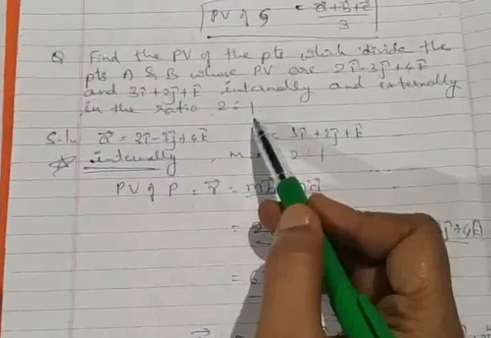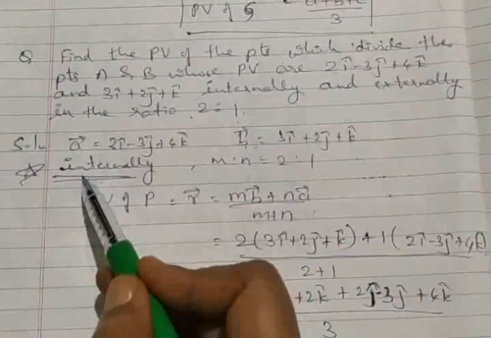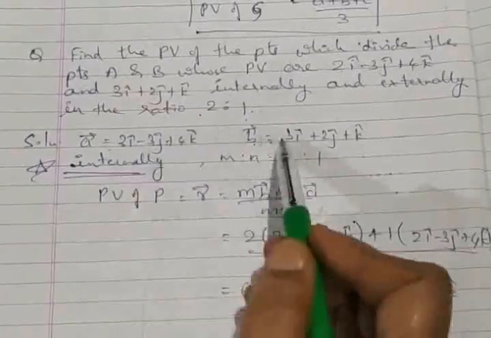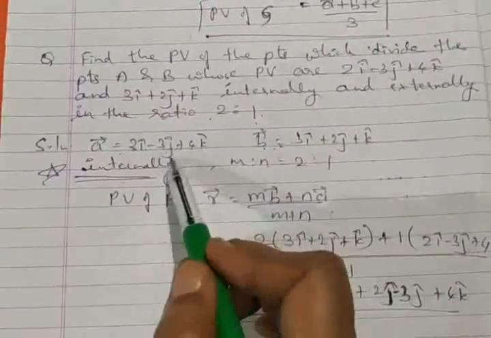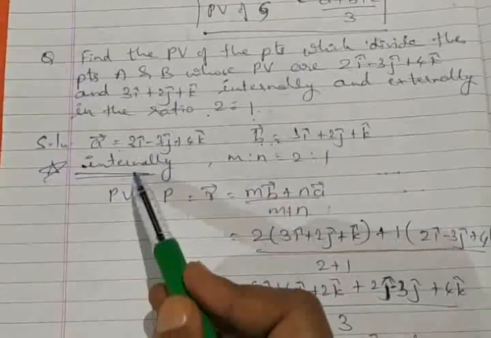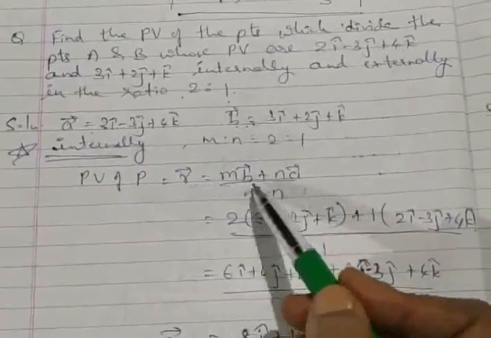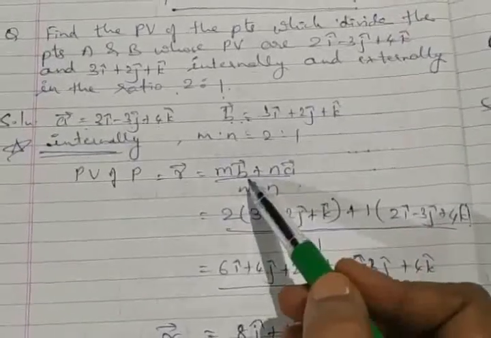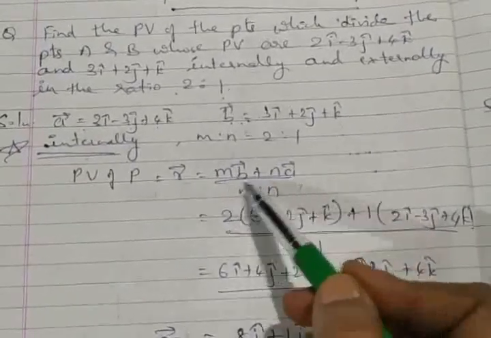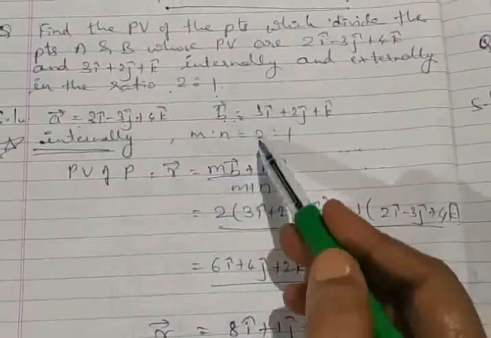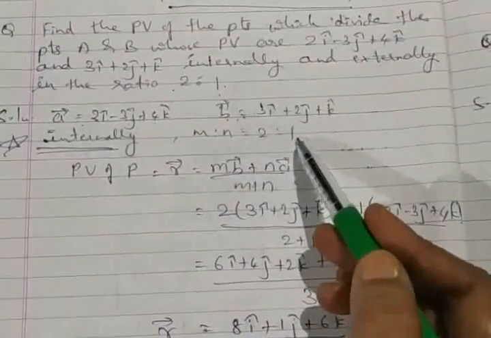So we have the formula for the section formula. I have taken the data, solution begins, vector A and vector B. I asked you not to replace these two. First part, internal division, m is to n, the ratio is given. The formula, I hope you remember, is m into vector B plus n into vector A, whole divided by m plus n. Putting back the values, m is 2, n is 1.